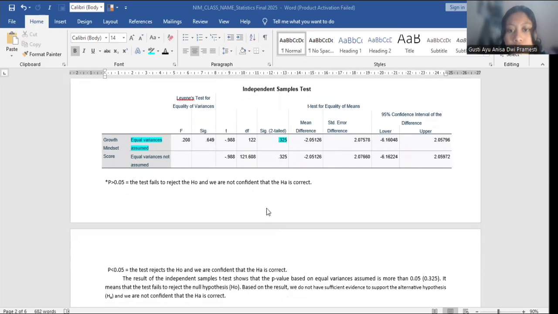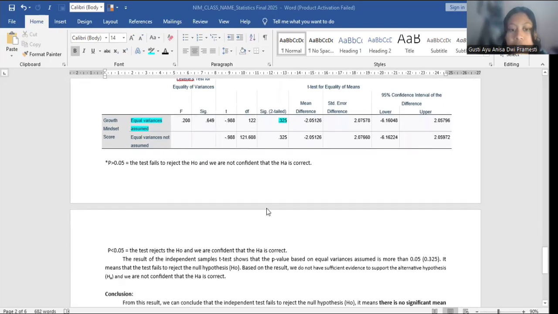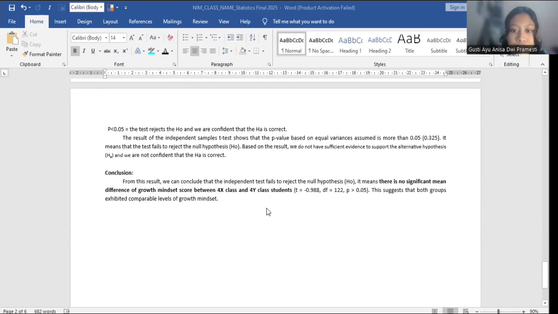In this table, for equal variance assumed, the p-value is 0.325, and it is more than 0.05. It means that the test fails to reject the null hypothesis, or the H0. Based on the result, we do not have sufficient evidence to support the alternative hypothesis, or the HA, and we are not confident that the HA is correct.